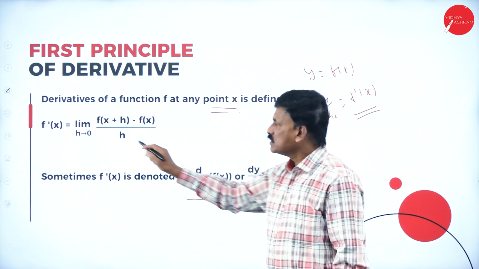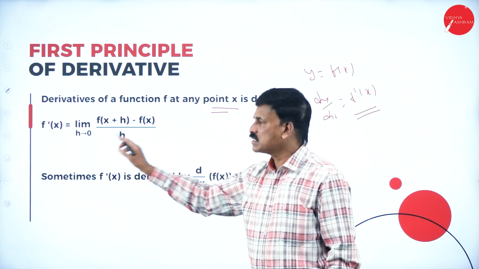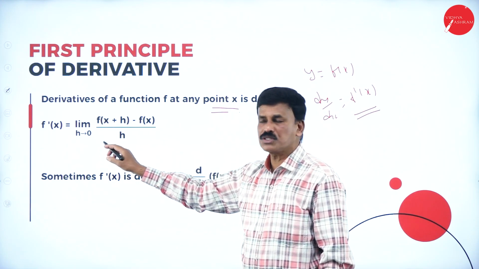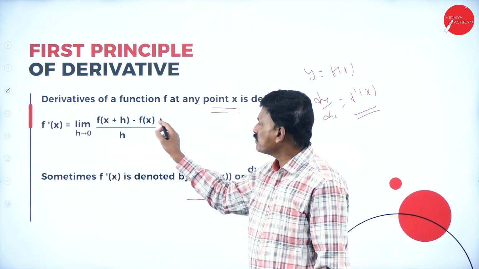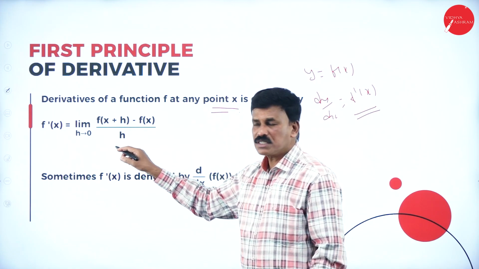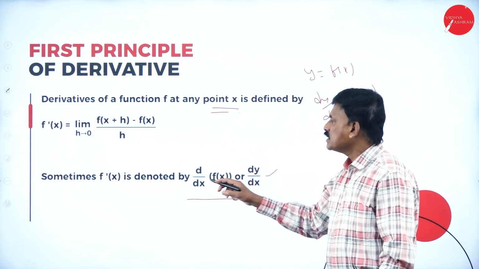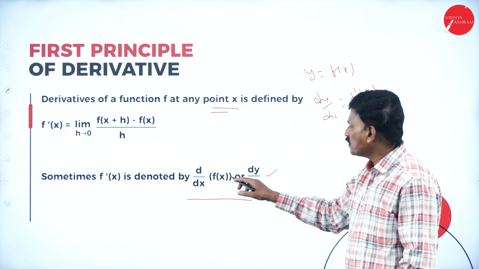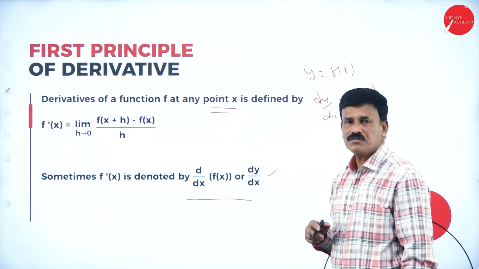This exists if and only if this limit exists. If this limit exists, limit h tends to 0, f of x plus h minus f of x by h, then we are going to represent f dash x as the derivative of the function, or it is also called the dy by dx.